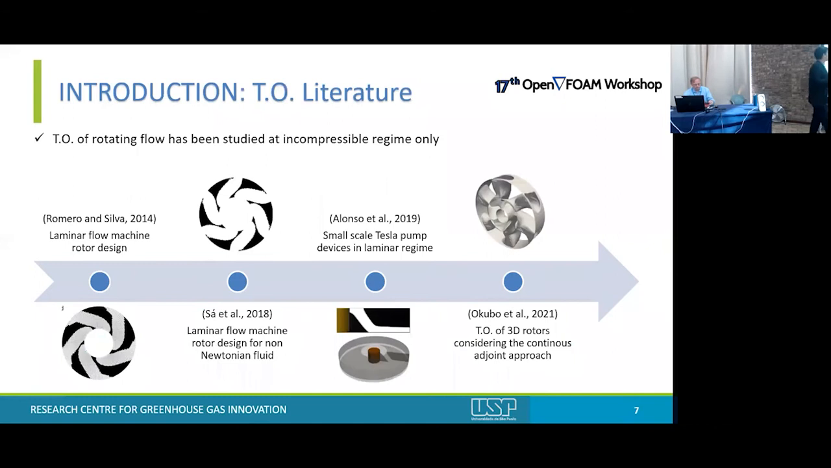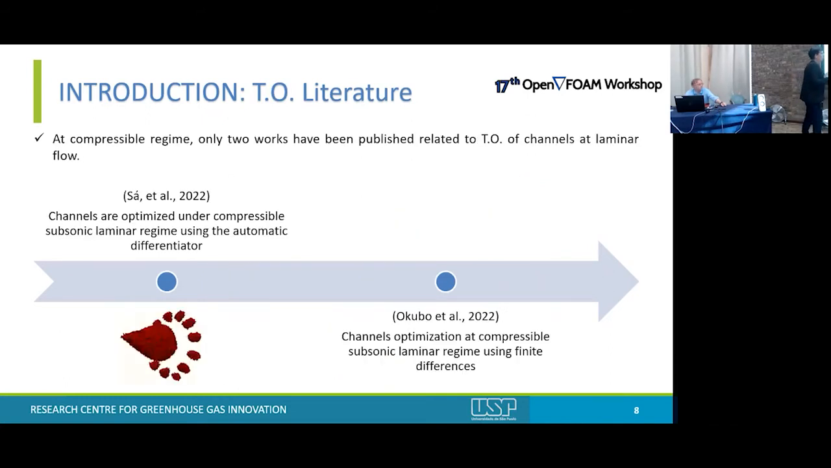Rotor optimization works have been developed for the compressible regime mainly, especially for non-Newtonian and Newtonian fluids. But when we talk about the compressible regime, I remember when I started my PhD, there was nothing about it. Recently, this year, two works have been published about topology optimization of compressible flow, but for low Reynolds numbers. The goal was to develop all the basis for the turbulent regime, high Reynolds optimization for rotors.